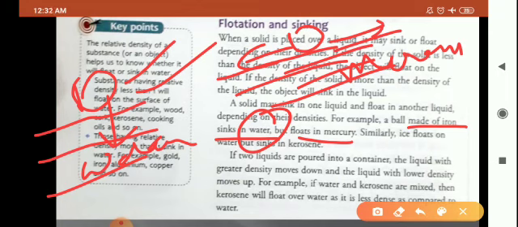Similarly, ice floats in water but sinks in kerosene. I suppose, children, I am clear. Ice floats in water means the density of the ice is less than water. So therefore ice floats on water.